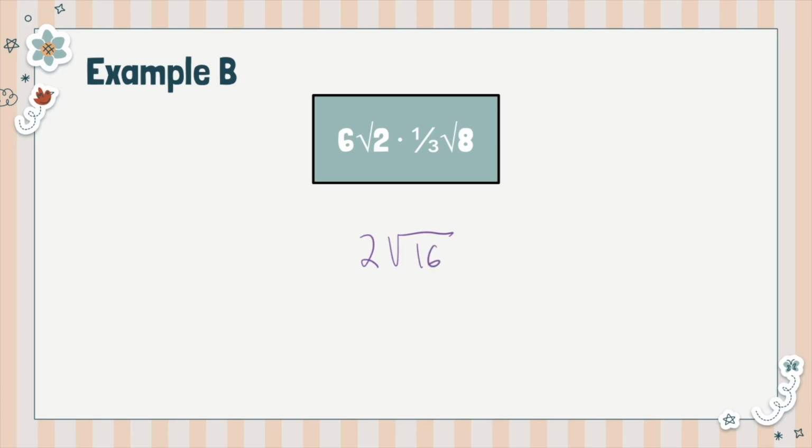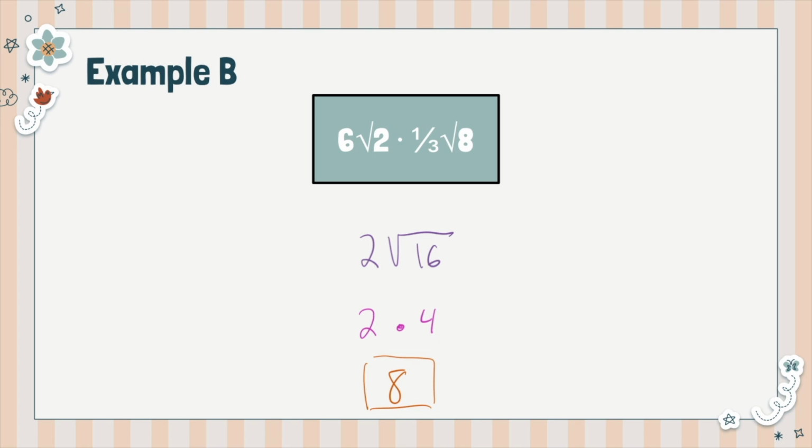Now we need to check. Do we need to simplify? And we do, because the square root of 16 is 4. So we end up with 2 times 4. And then 2 times 4, as we all know, is going to be 8. So my final answer is 8. So again, when we've got numbers on the outside, we multiply them together, then the numbers on the inside, then we simplify if needed, and then multiply if we have to.